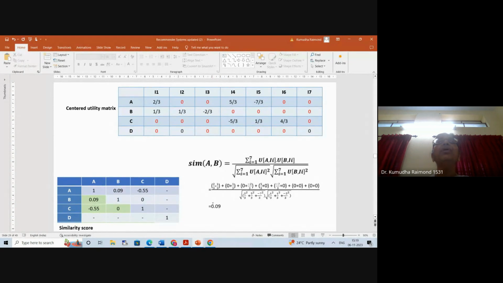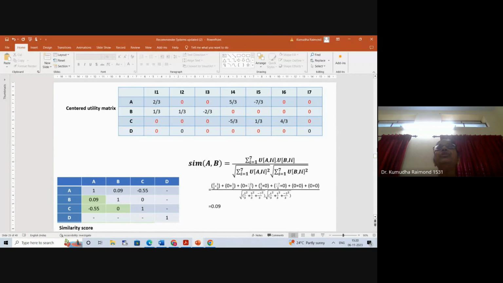It is between whom and whom? It is between A and B. So between A and B, the answer is 0.09. Okay, so if you see here, A and B are related to a value of 0.09, but in the case of C, it is not rated high, it is rated low, or the similarity is low, minus 0.55, and with D, it doesn't have any correlation at all.